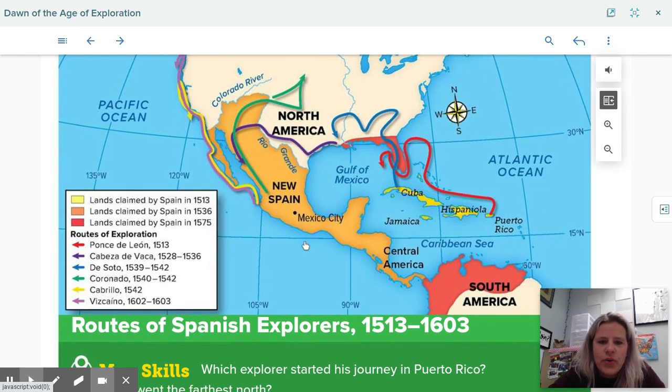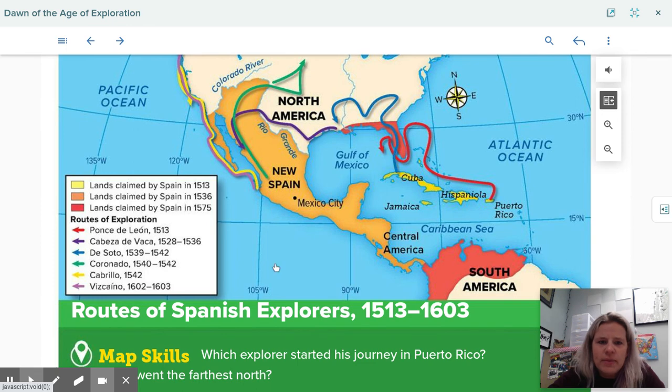All right, so your question now is going to be, look at this map key. I want to know which explorer started his journey in Puerto Rico. So of these explorers, which one started his journey in Puerto Rico? You've got to find Puerto Rico on the map, and then look at the color, and then go over here and find the color on the map.